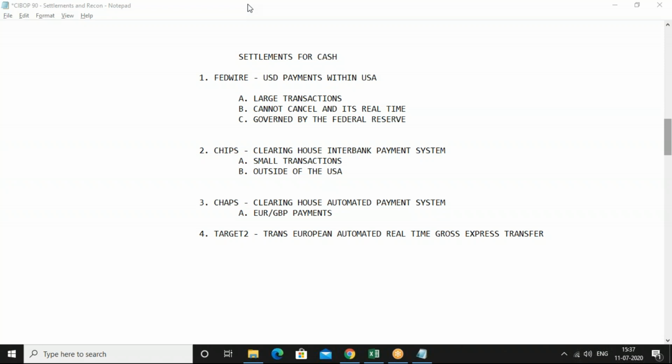Sir, CHAPS is only used by UK. Yeah. So, sir, all transactions take place under the UK only. No, in the sense that if you're going to make payments in GBP, then you'll have to use the CHAPS network. I can pay from India to UK, so we'll use CHAPS for payment in GBP. Yeah, okay.